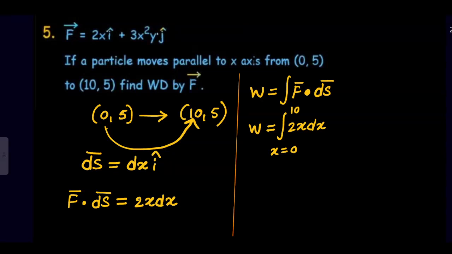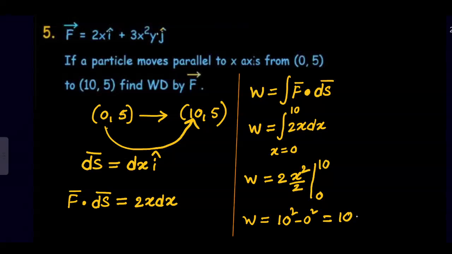0 to 10. So the work done will come to be 2 into the integration of x, which is x square by 2, with limits 0 to 10. The 2 will get cancelled. Here it will come as 10 square minus 0 square, which is equal to how much? 100 joules.